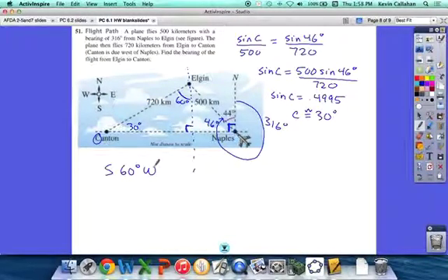In terms of how they gave the bearing in the first part of this problem, then we would need to know, well, how many degrees is it if I started straight north and I went around that way? And that would be 180 to go halfway around the circle, plus another 60, which is 240 degrees.